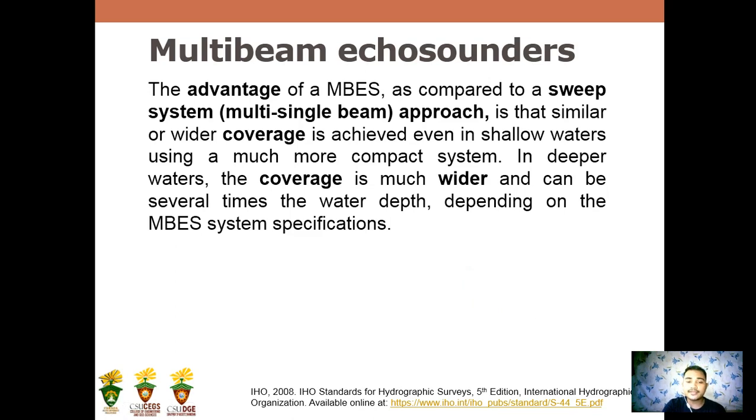So the advantage of the multi-beam echosounders as compared to a sweep system or a multi-single beam approach is that a wider coverage is achieved in shallow waters using a much more compact system. In the deeper waters, the coverage is much wider and can be several times the water depth, depending on the system specification. So the advantage of multi-beam is when the area you want to cover or survey is large. Of course, it saves time, and at the same time you can see the whole coverage of an area.